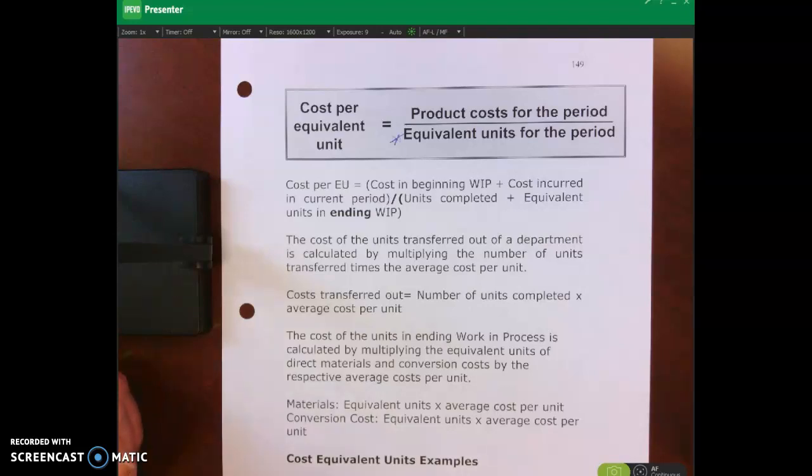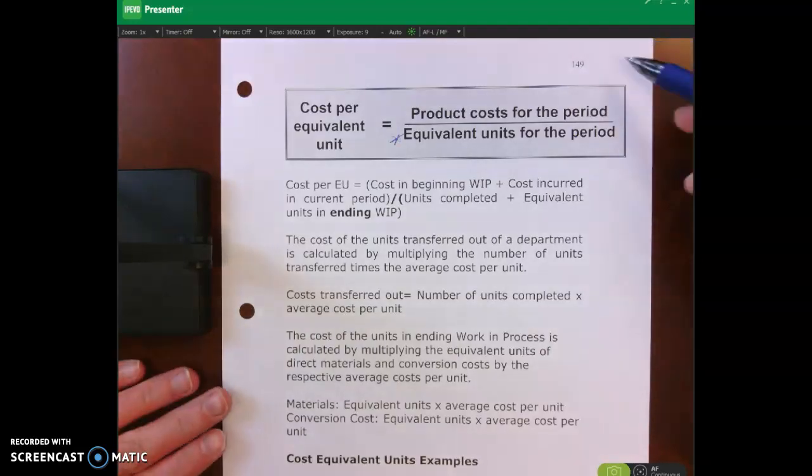In this video I'm going to be discussing how to calculate the cost per equivalent unit, or the average cost per unit, same thing. And then we're also going to be doing some example problems on how to calculate this. Okay, so if you're following along on page 149 of your course pack.